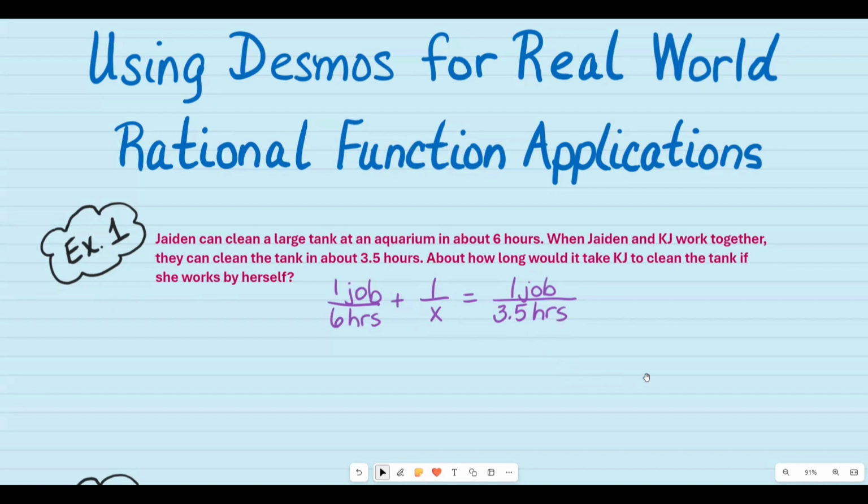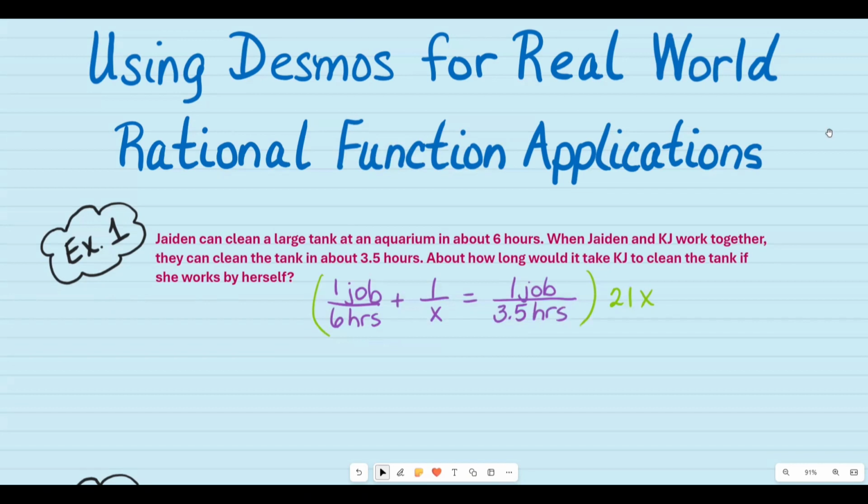So now I can just go ahead and find my least common denominator. And what I would suggest that you do is just take both those numbers and multiply them. And so 6 times 3.5 is going to be 21. But then I also have an x in the denominator. So I have to take into account all three of the denominators in order to find my least common denominator.